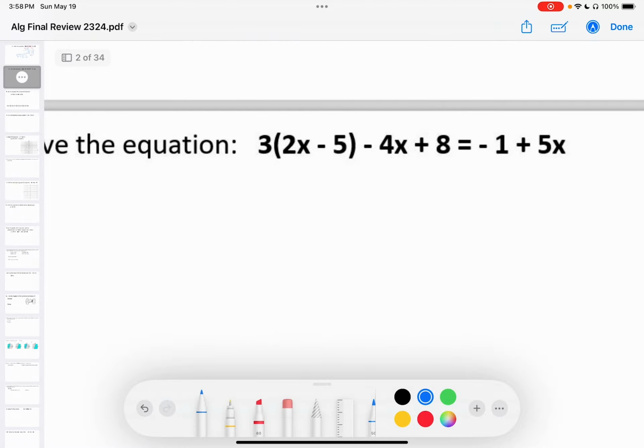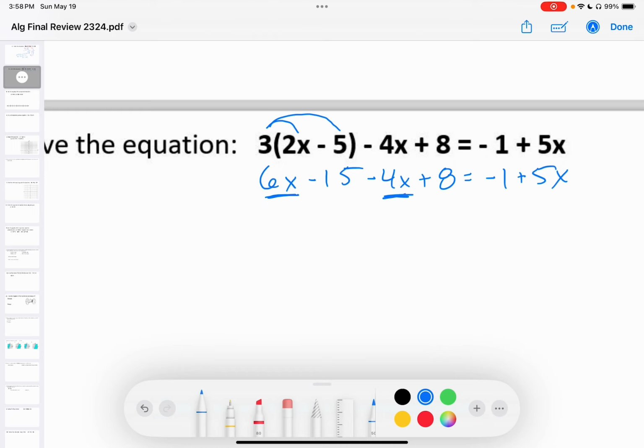Second question, similar, except we've got distributive property to happen first. So I'm going to distribute that 3 through the parentheses to get 6x minus 15. And then I'm going to rewrite everything. Then we can do what we did up above and combine like terms.